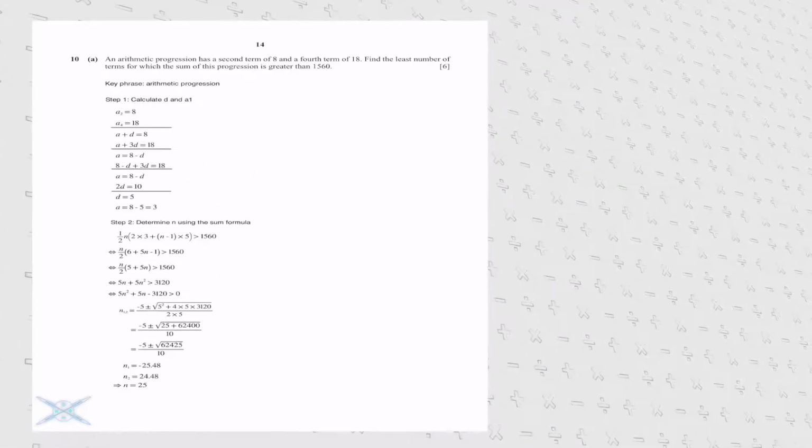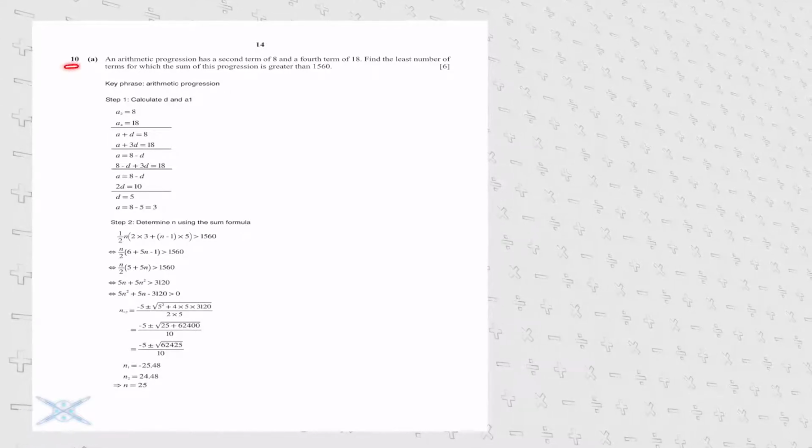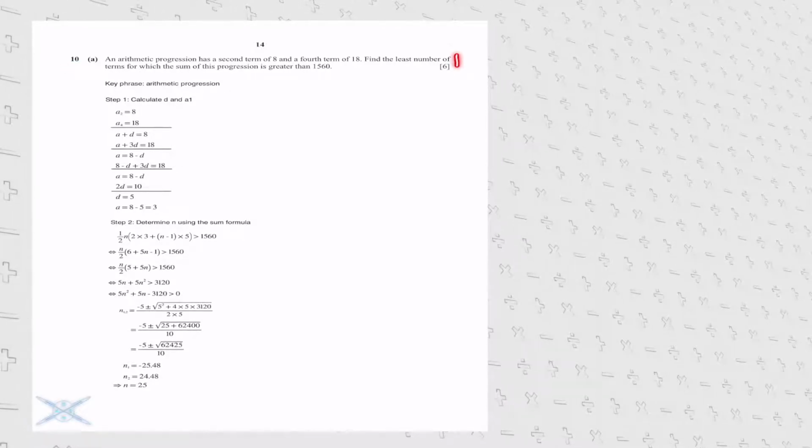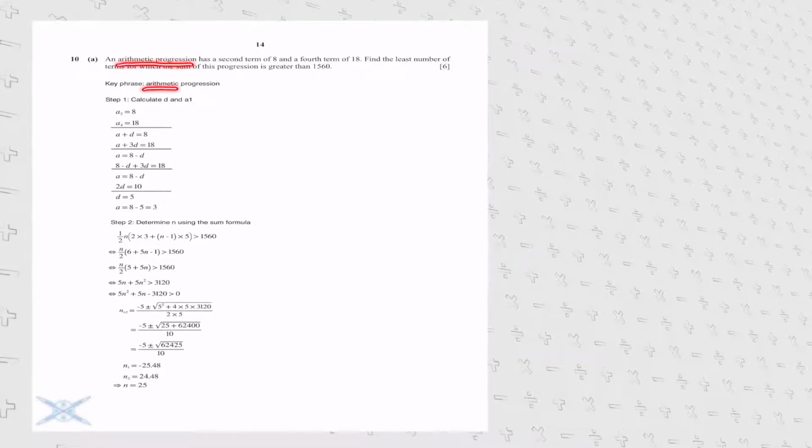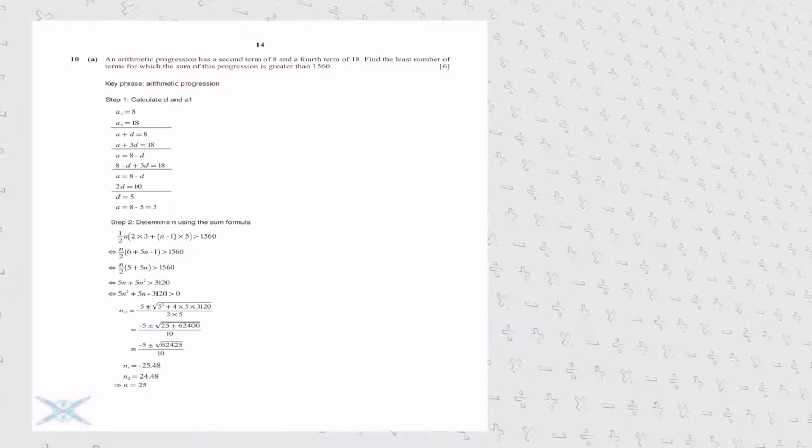We have reached the final exercise of this exam paper, exercise 10. In part A, it is mentioned that an arithmetic progression has a second term of 8 and a fourth term of 18. We are supposed to find the least number of terms for which the sum of this progression is greater than 1560. Our key phrase is arithmetic progression, and you're provided with the arithmetic sequence rule to the right-hand side of your screen.